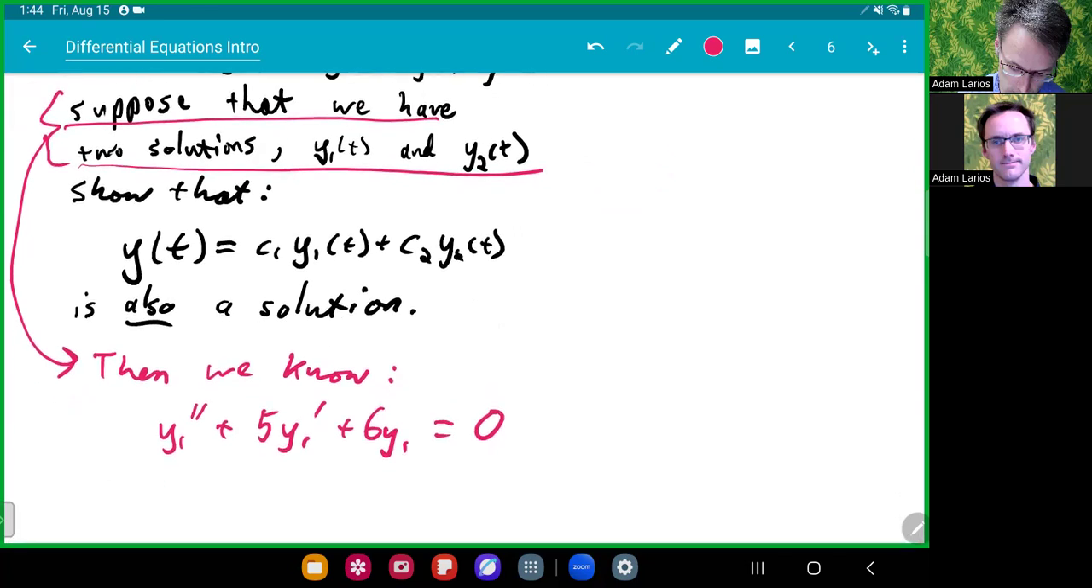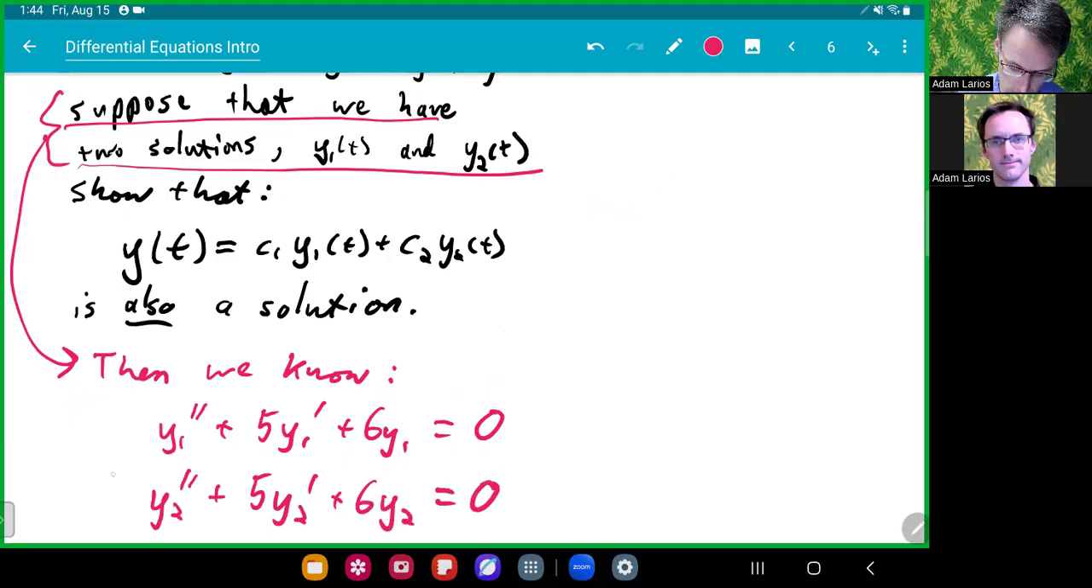That's what it means for y1 to be a solution: I plug it into the equation and I get 0. Notice there's nothing to calculate here. I don't know what y1 is. Maybe it's an exponential, maybe it's something else. But I do know that when I plug it into the equation, I get 0. So I don't necessarily have a formula for this thing, but I can work with it abstractly.